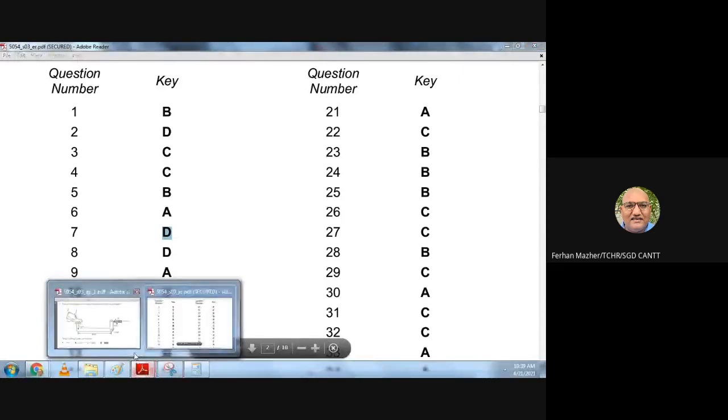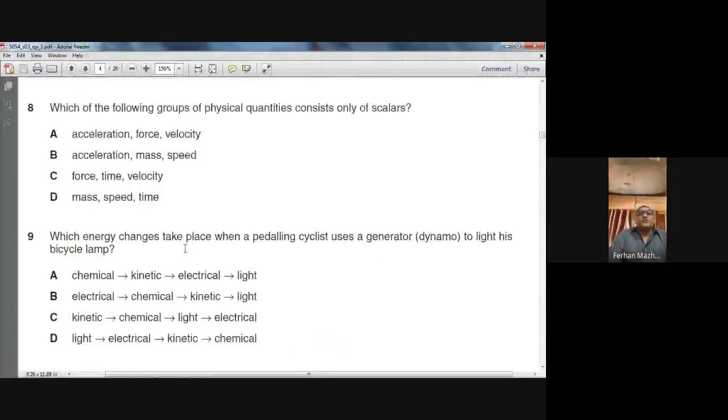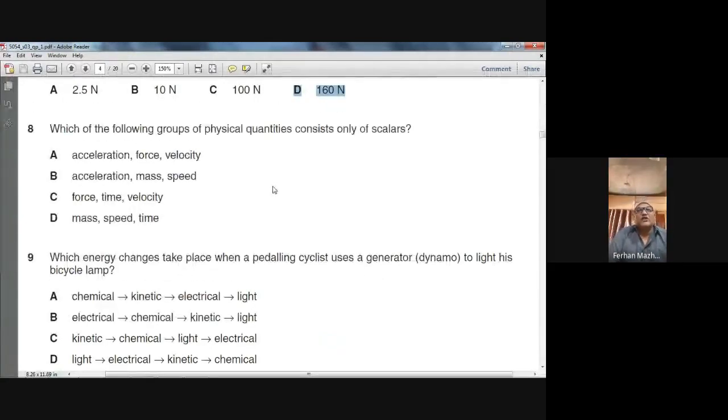Okay, so let's move to the next question. Which of the following groups of physical quantities consist only of scalars? Acceleration. Acceleration is a vector. This is wrong. So B, acceleration, is not only scalars.